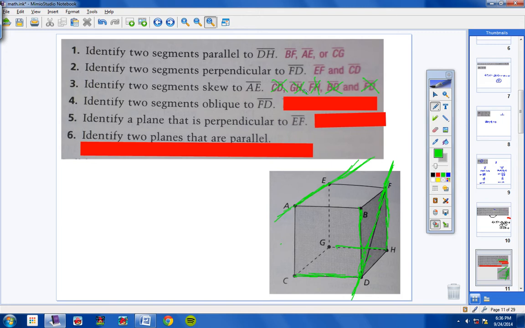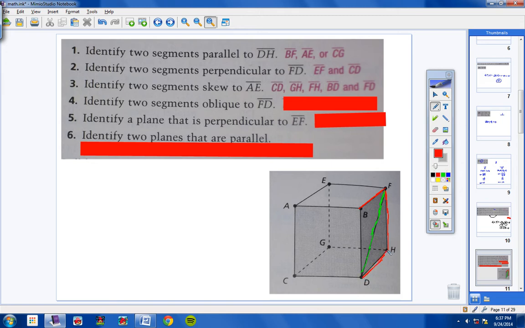Okay, all right. Number 4, identify two segments that are oblique to FD. Well, look, oblique means they have to intersect and they're not parallel or perpendicular. So here's FD. Now, name two segments that are oblique. Well, right away, BF and FD would not form a right angle, and they're not parallel. FH would not be parallel or perpendicular to FD.